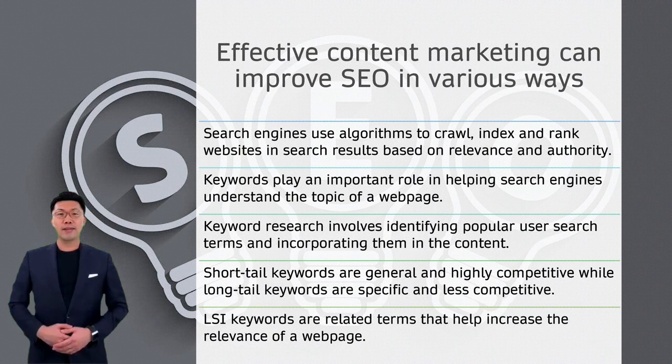First, let's talk about understanding search engines and the role of keywords. Search engines use algorithms to crawl and index websites and to rank them in search results based on their relevance and authority. Keywords are an important factor in this process, as they help search engines understand what a web page is about. Keyword research involves identifying the words and phrases that users are searching for and using them in the content to signal to search engines what the web page is about.